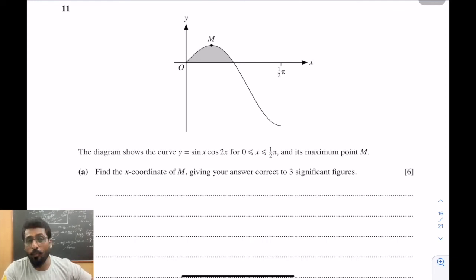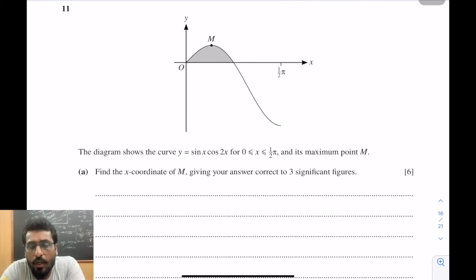And you can observe that x can take value 0 and pi by 2, both the values. And its maximum point M. So the diagram is showing the curve y equal to sin x times cos 2x lying from 0 to pi by 2, and it also shows the maximum point M. Find the x coordinate of point M.